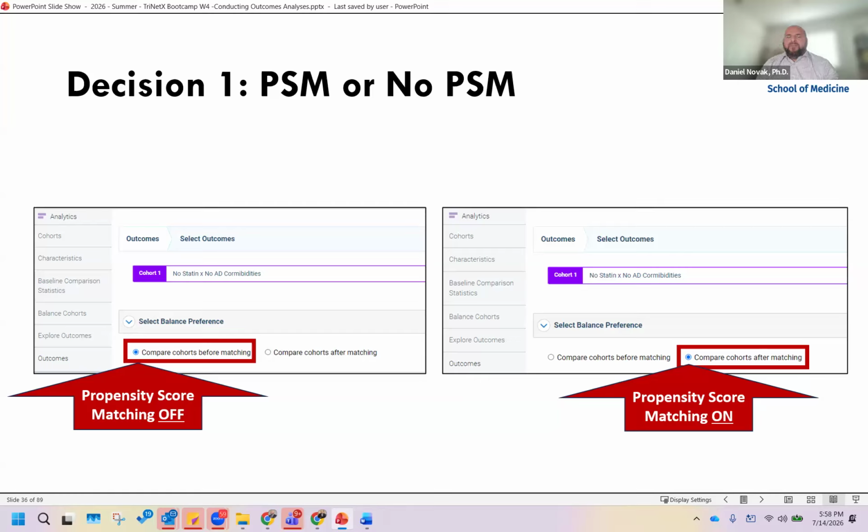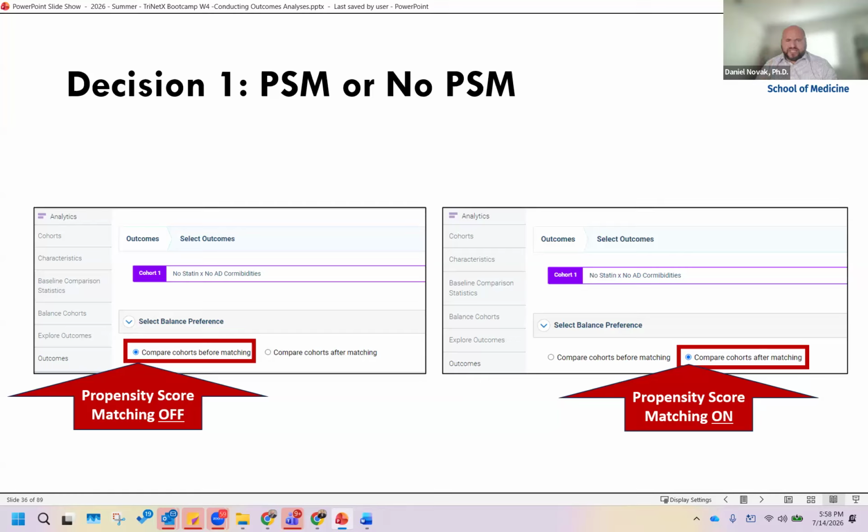Now, I want to just emphasize really quickly before we move on, this will make a little more sense later, but do not turn off propensity score matching in the quest to get more people into your study. That is not a good methodological approach, right? Do not turn it off so that you get the full people from cohort 1 and the full people from cohort 2 to be compared.